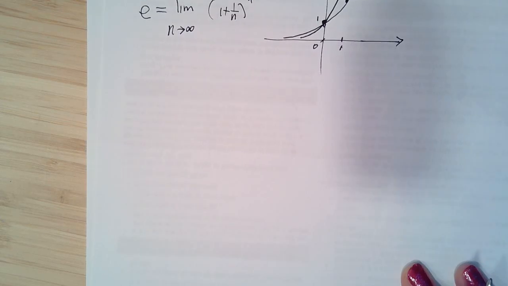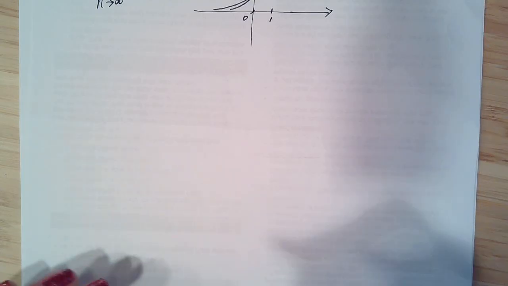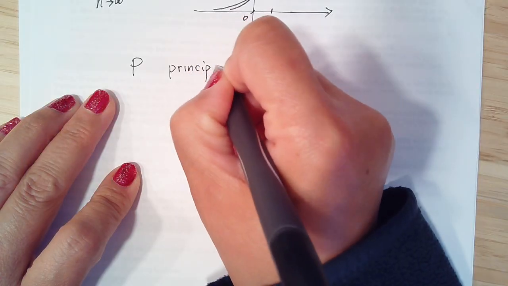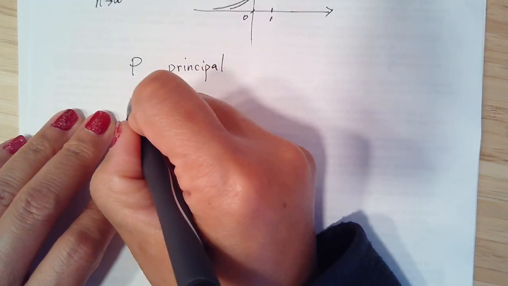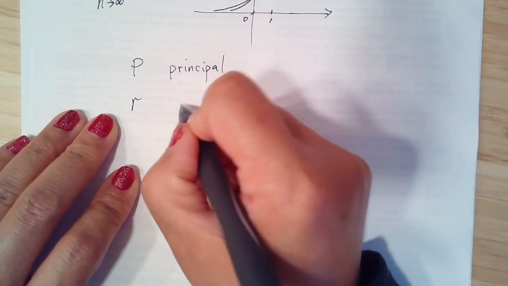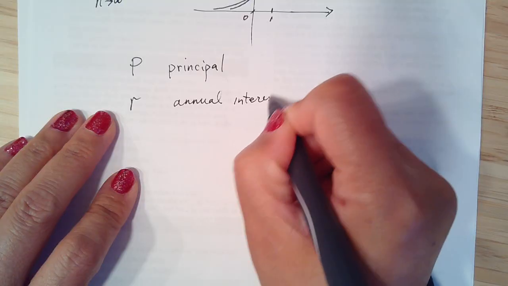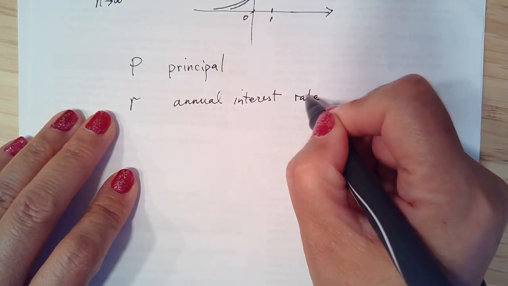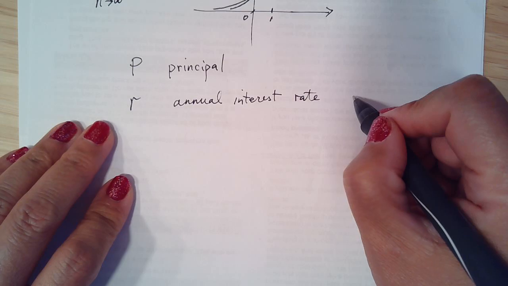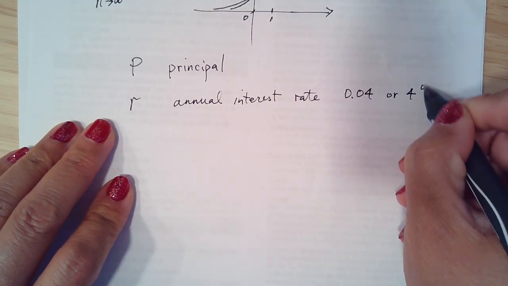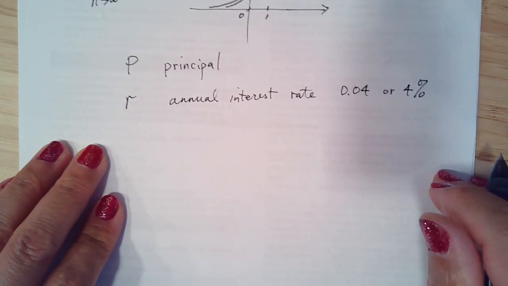Okay, so I'm going to tell you something about interest. The bank pays you interest. You deposit the money in the bank, and we call this the principal. Principal is how much money you put in the bank. And the bank pays you r, the annual interest rate. I think right now it's like 0.04 or 4%. I just give this as an example. It might not be exactly the same.